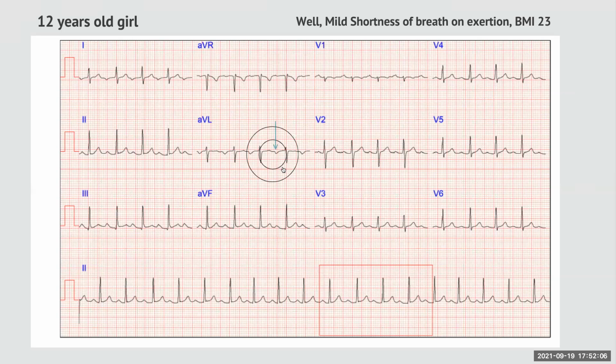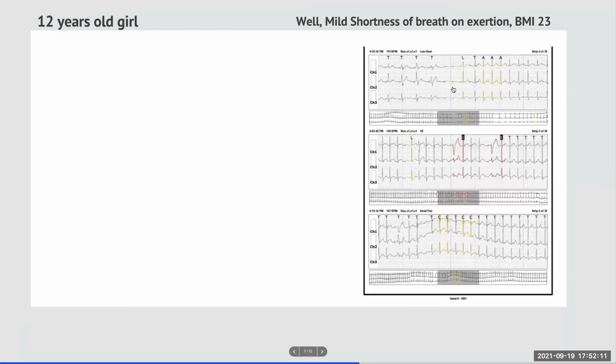And then if you look at this now, this is a Holter which has been done on this girl. So what's happening here? Just focus on the top rhythm strips. Okay, these are the rhythm strips.